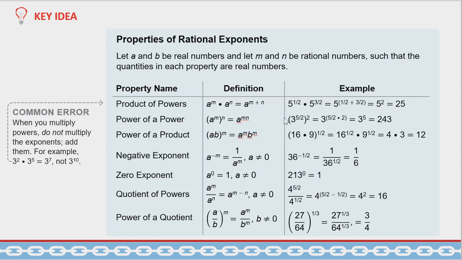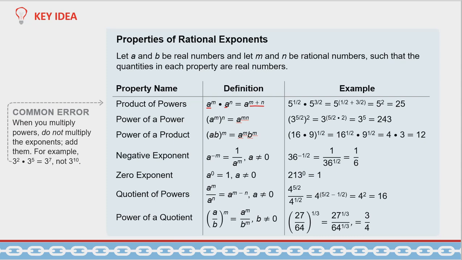Right, so we have product of powers here as our first property. If I have a base to an exponent times the same base to an exponent, I'm going to add those exponents. So we see that example there where we added the exponents and then applied it to the base. Power of a power, a to the m and then to the n, we can simplify that as a to the m times n. We multiply those two exponents.